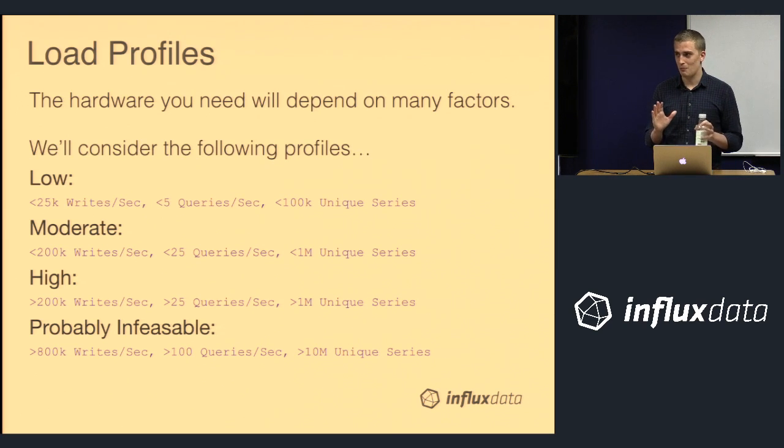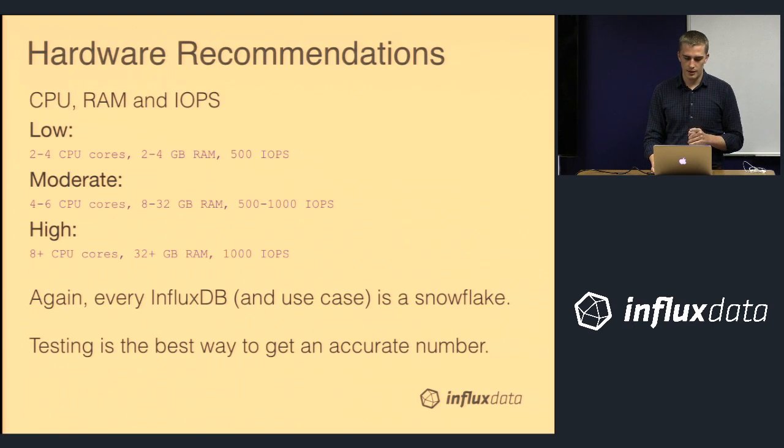So as I mentioned, what kind of box you want depends on many factors. But in general, if you're considering different load profiles, we're just going to say 25,000 writes, 200,000 writes for moderate load, a high load of greater than 200,000 writes per second, and then a probably infeasible load, and this is for a single instance by the way, of 800,000 writes per second. So these are the hardware requirements for those, and I can flip back through these if anyone wants to go back and reference what the profiles were.